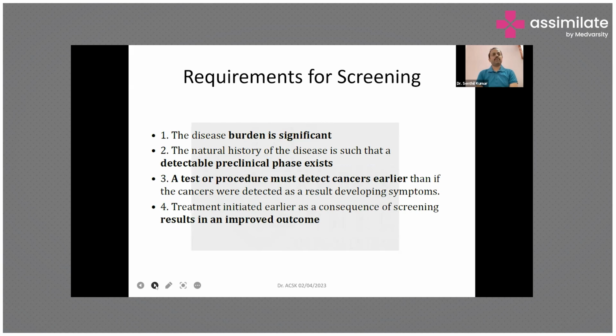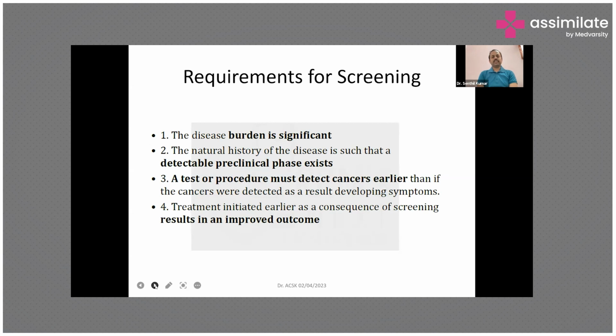For example, we talk about Ebola virus. Ebola virus is an infective virus, a very deadly killer virus infection, which is very common in Africa. If you start screening for that sort of a disease in India, you're obviously not going to have a significant disease burden at all. In fact, it may be non-existent. So that defeats the purpose of screening. So the disease burden has to be significant.